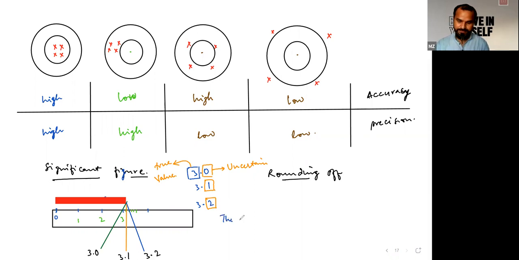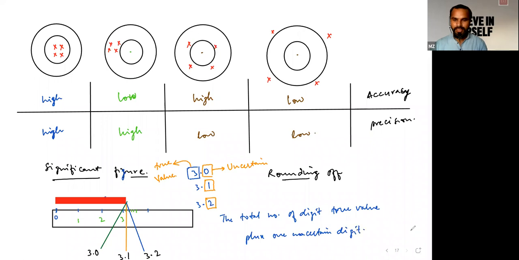So we can define the total number of digits, true value plus one uncertain digit, in combination for any experimental value is called significant figure.